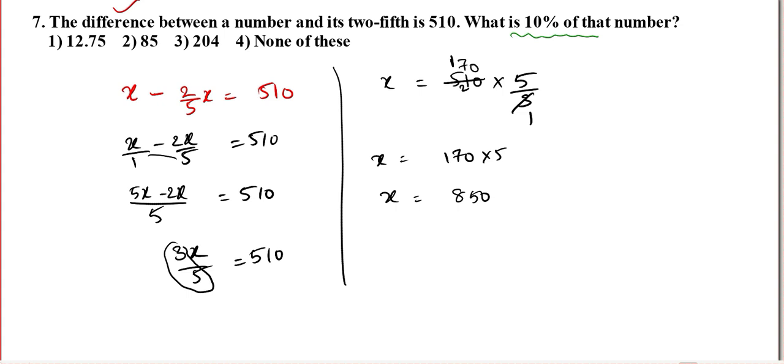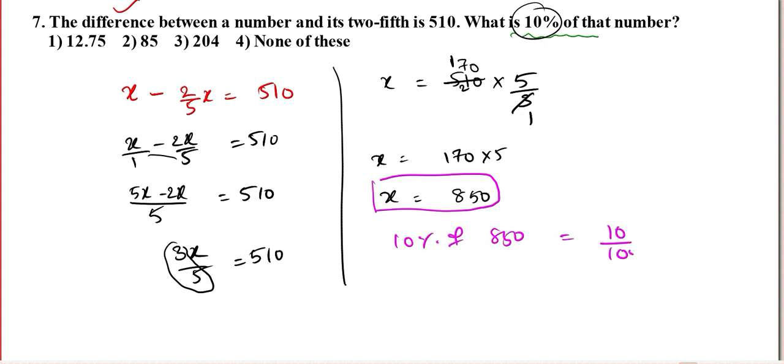And what we are asked to find out is 10 percent of the number. So 10 percent of 850, that is 10 by 100 into 850. The zeros get cancelled, this 0 0 gets cancelled. So 10 percent of 850 is 85. So the second option is the correct one for this question.